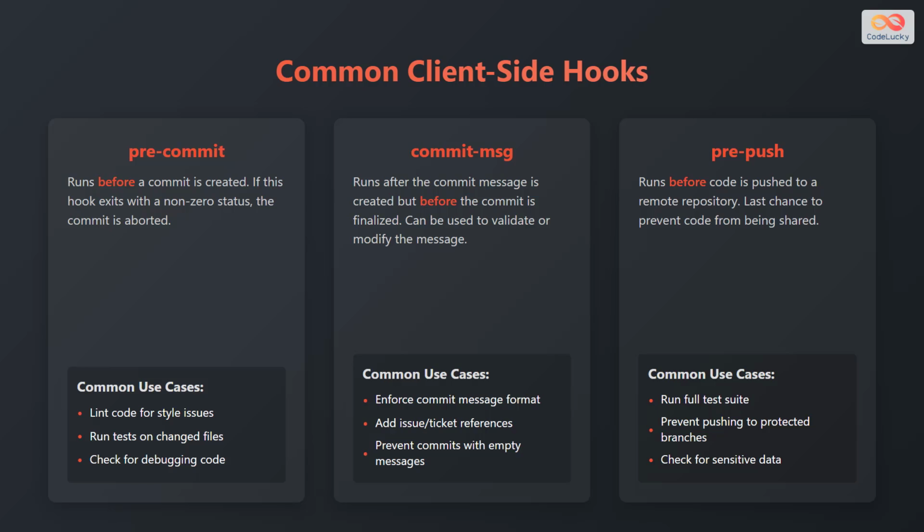The commit-msg hook runs after the commit message is created, but before the commit is finalized. It can be used to validate or modify the message. Common use cases include enforcing a commit message format, adding issue or ticket references, and preventing commits with empty messages. The pre-push hook runs before code is pushed to a remote repository and provides a last chance to prevent code from being shared. Common use cases for pre-push hooks include running a full test suite, preventing pushing to protected branches, and checking for sensitive data.